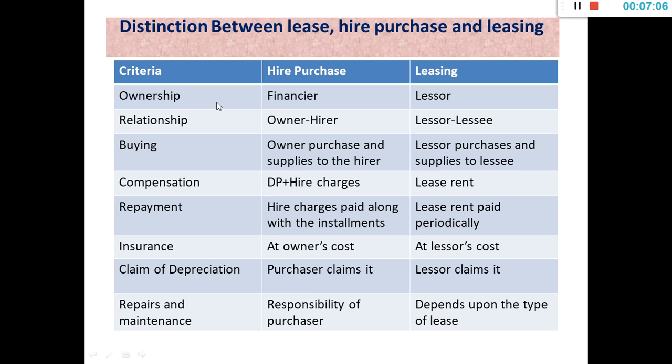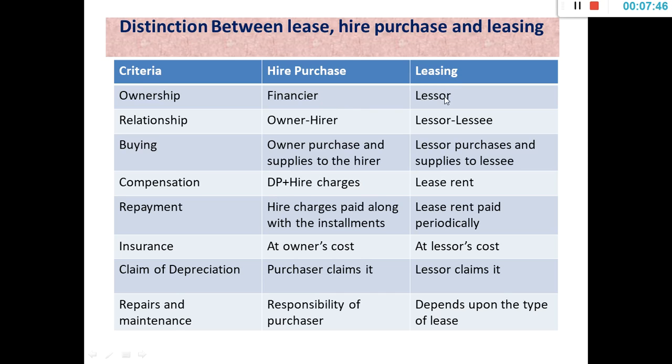So the ownership of the asset under hire purchase system lies with the financer who gives the money for the purchase of the asset, maybe the company or a separate financing company. And in case of leasing, the lessor, the one who gives the asset for lease, will be the owner. So based on the ownership criteria, under hire purchase system, the owner will be the hire vendor or the financer. In case of leasing, the lessor, or the person who lets his property for lease, will be the owner.